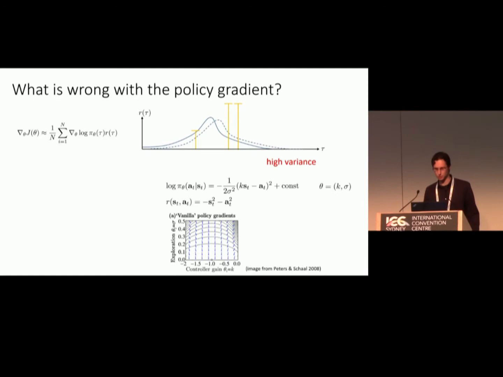This is from a paper by Peters and Schaal. What you can see from this vector field is that the gradients always try to decrease variance. That makes sense because the optimal policy has a variance of 0. They also try to move the controller gain towards the optimal value of -1, but the magnitude of the gradient for the gain is much smaller than the magnitude for the variance, because you can very easily make your policy better just by reducing variance.